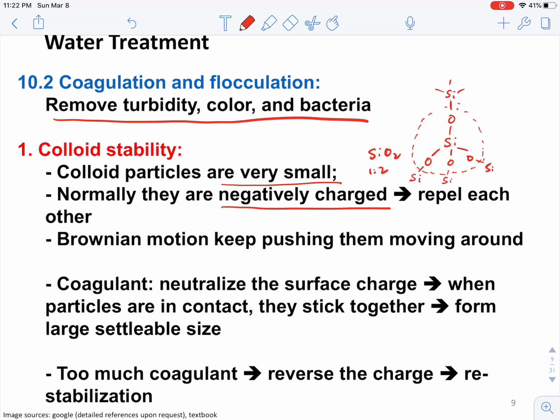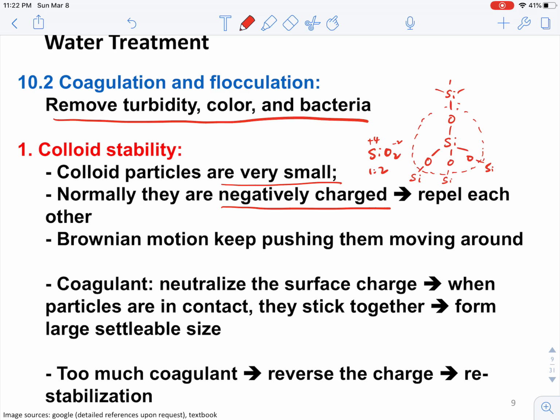Typically there will always be a little bit more oxygen in these soil particles or sand particles. And because of that, if you think about the charge state, silicon carries a +4 charge, and each oxygen carries a -2 charge. This means that there is more negative charge for these soil particles or sand particles.